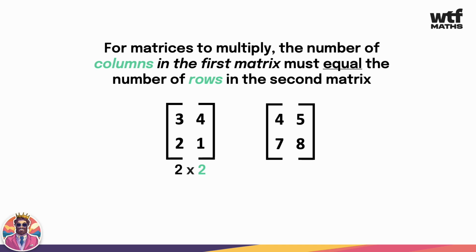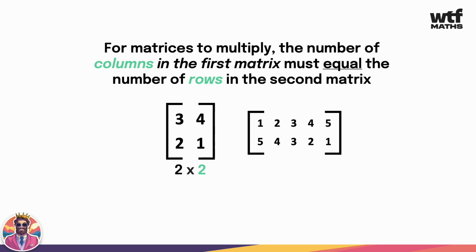If we compare this to the next matrix, which is also a 2 by 2, we can see that the columns in the first matrix is equal to the number of rows in the second matrix. So, because these two numbers here are equal to each other, we can multiply these matrices together. So just check. If the columns on the first one equals the rows on the next one, they can be multiplied together.